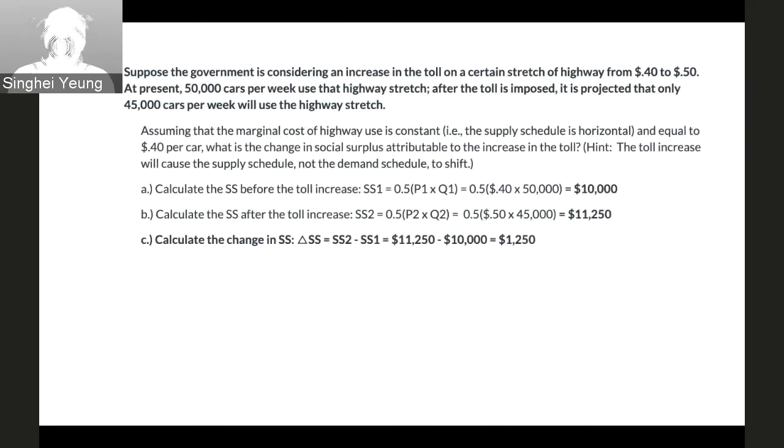For question 1, you're asked to calculate the change in social surplus if the government were to increase the toll on a highway from 40 cents to 50 cents. So we did that by first calculating the social surplus before the change and then calculating the social surplus after the change. And then we got the delta of the social surplus by subtracting the two, which came out to $1,250.